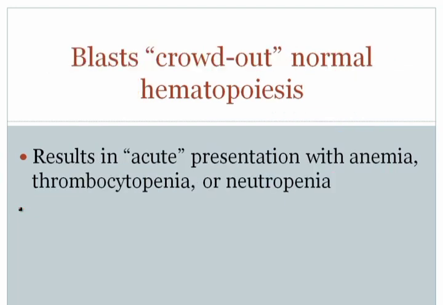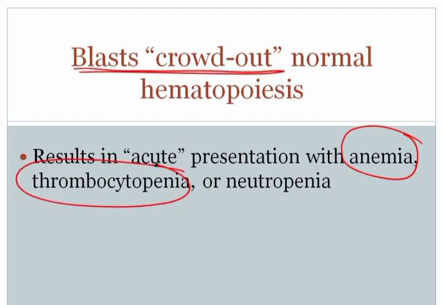Now, in an acute leukemia, the blasts will crowd out normal hematopoiesis, and so the patients will classically present with signs and symptoms of loss of the cells that are normally produced by the bone marrow. For example, if there's a loss in red blood cells, the patient will develop anemia. If platelets can't be formed, the patient will develop thrombocytopenia. And if the neutrophils can't be formed, the patients will develop neutropenia.